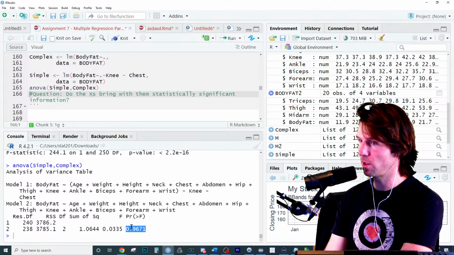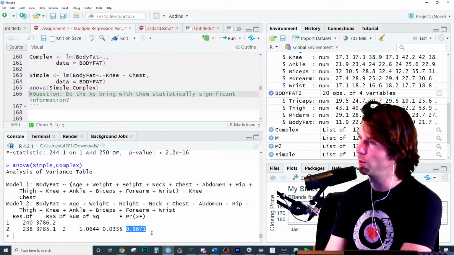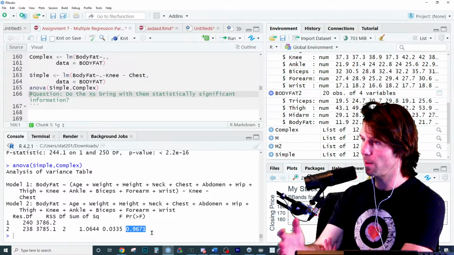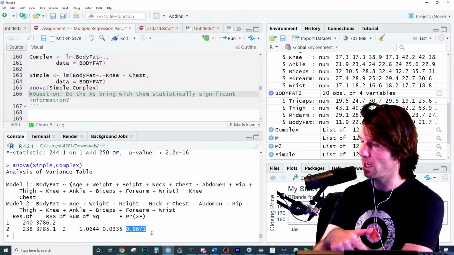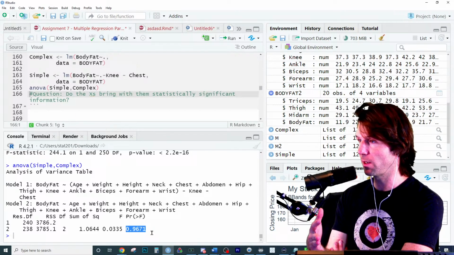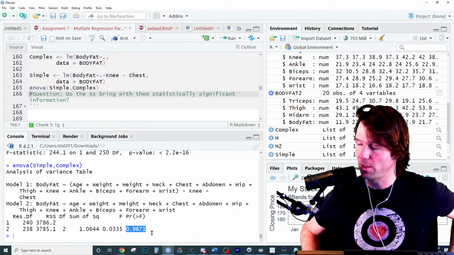So this tells us if going from the simple to the complex brings with it new information, and the answer is no, because it's saying, should we use the complex model? If it's statistically significant, we would say yes. If it's not statistically significant, we would say no, because it's the amount of variation explained by the new X's.